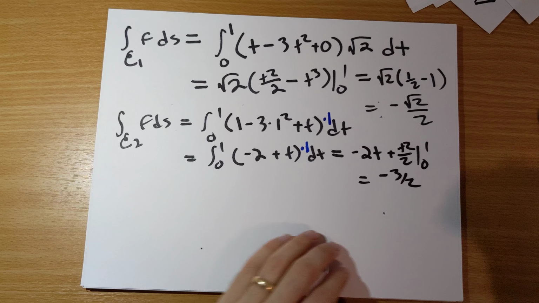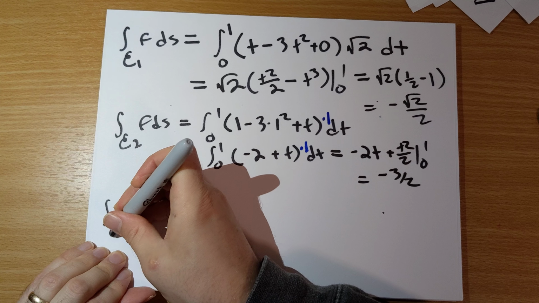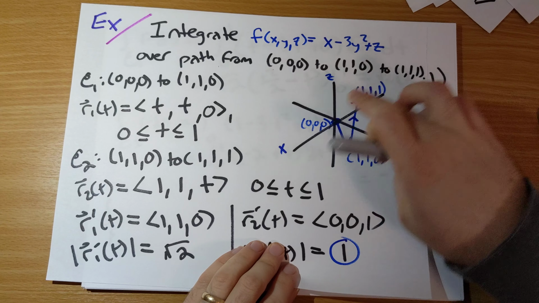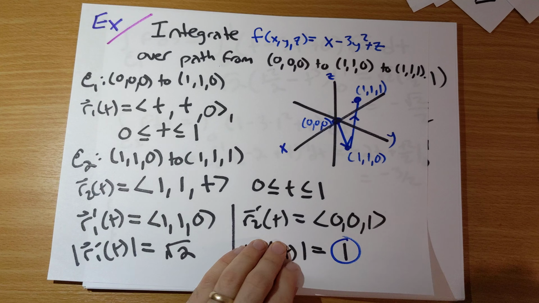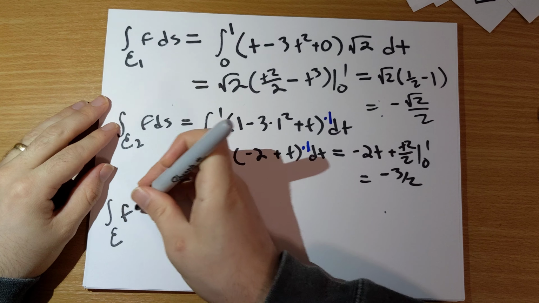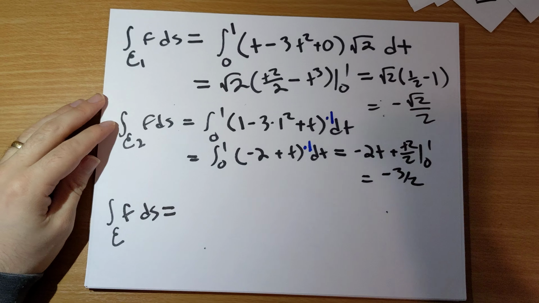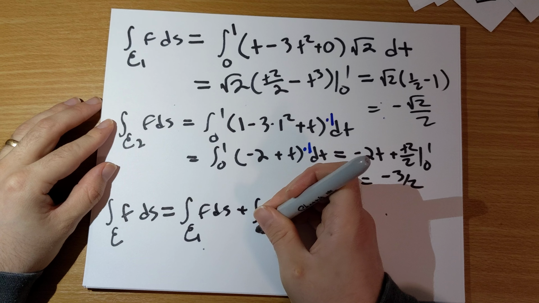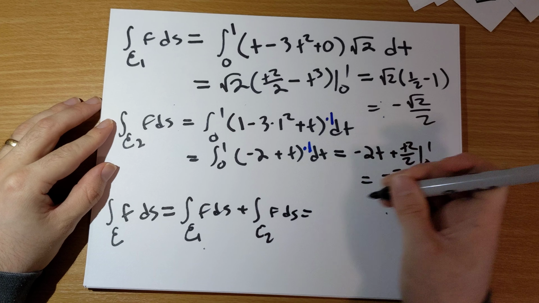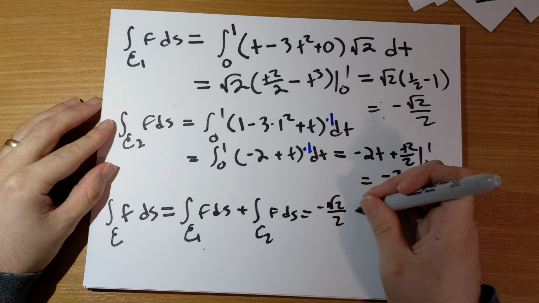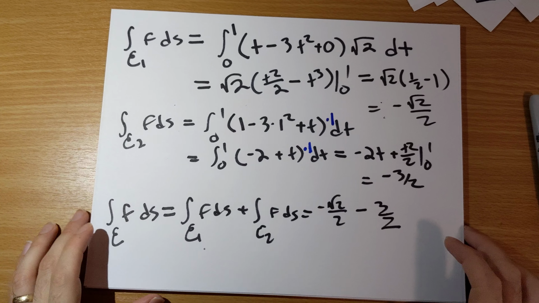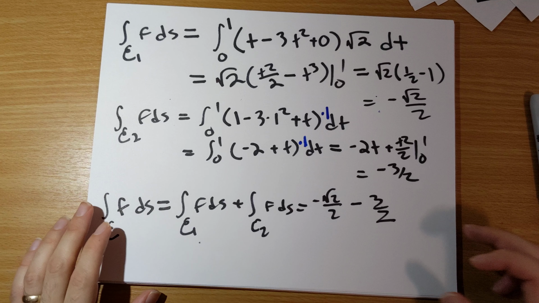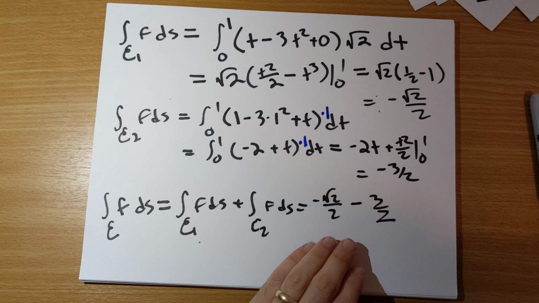So to give our final answer here, the integral over C, where C is this piecewise smooth curve, piecewise linear, of f ds is equal to the integral over C1 of f ds plus the integral over C2 of f ds, which is negative root 2 over 2 minus 3/2. So that's showing additivity of scalar line integrals, and we'll see more additivity in the next section.